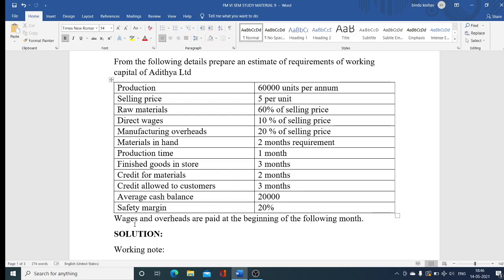And then we also have the information about wages and overheads paid at the beginning of the following month, which means that there is a lag, that is delay in payment of these wages as well as the overheads, that is 1 month. So we have outstanding wages. This month's wages are paid next month. So outstanding wages are there, as well as outstanding overheads. Overheads are paid next month. That means we are not paying it in the same month. So we have two items. These outstanding wages as well as outstanding overheads are current liabilities.